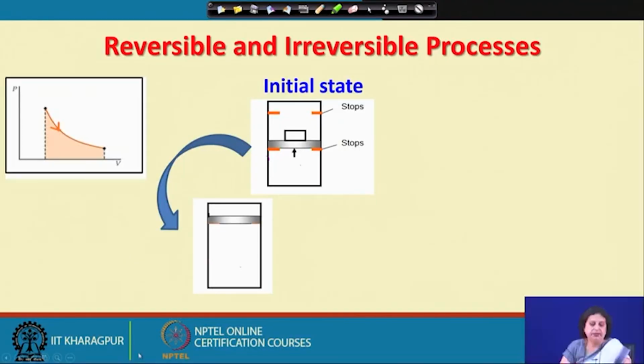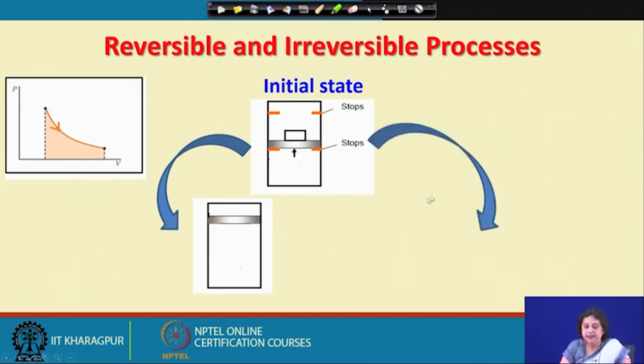And under such condition, if I come up with a pressure volume indicator diagram, this is my initial state, this is my final state, and since I have maintained equilibrium all throughout the process, all the points in this curve represent intermediate equilibrium states, and therefore, the PV indicator diagram includes all the states that have been covered in going from the initial state to the final state.